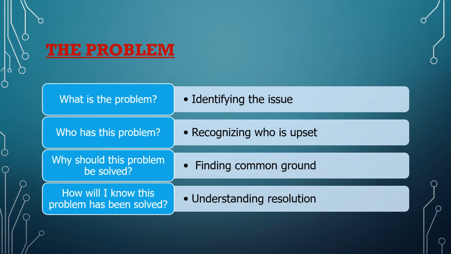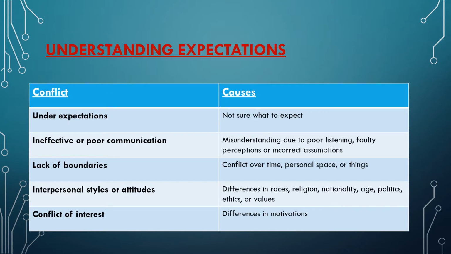And the final step in identifying the problem is understanding the resolution. How will I know this problem has been solved? The next step is understanding expectations. This is a vital step in resolving conflict. At times, we may not be aware of what the expectation is of us or of the expectations that we have of others. The conflict can be that we may be under expectations, but the cause is because we're not sure what to expect.